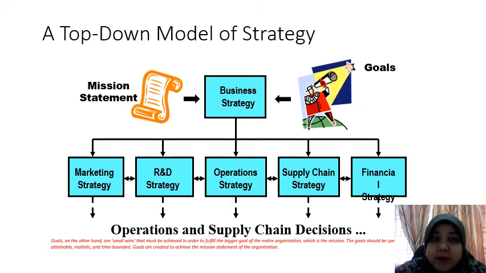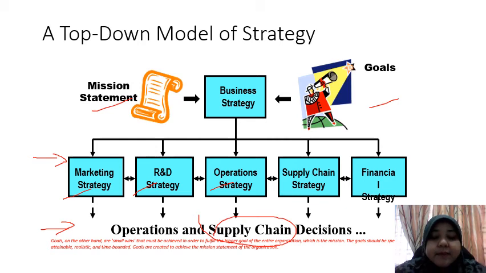Ini another example of a top-down model of strategies. Ini dalam bentuk hierarchy. So setiap organisation dia mesti ada mission statement dia. Dia mesti ada goals. Dan bila dah berada di sini, mission statement kena ada, goals kena ada, dan setiap ni functional strategies dia. Bahagian marketing strategi functional dia. R&D, operational ni dah bahagian functional strategy. Then dia masuk operation and supply chain decision. So lepas ni kita akan tengok value chain. Value chain ni is the basic of a model of supply chain. Okay.